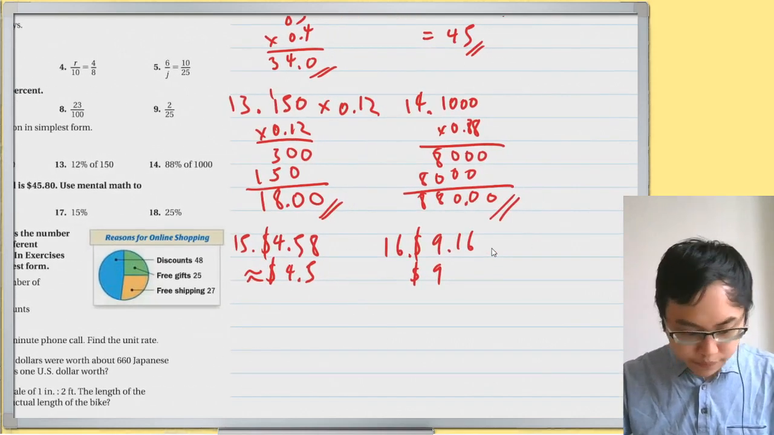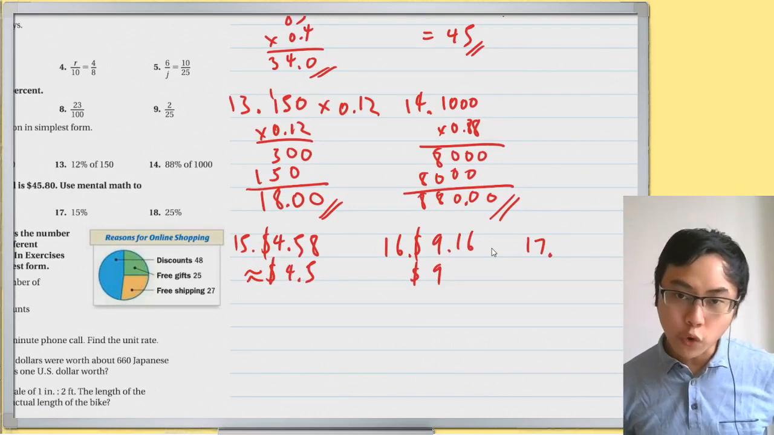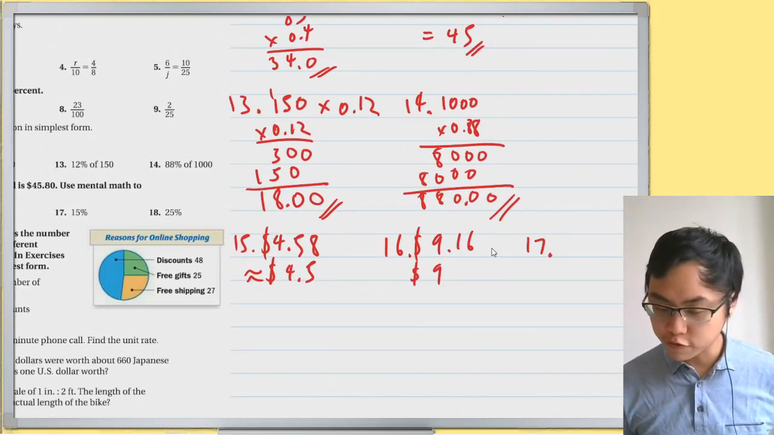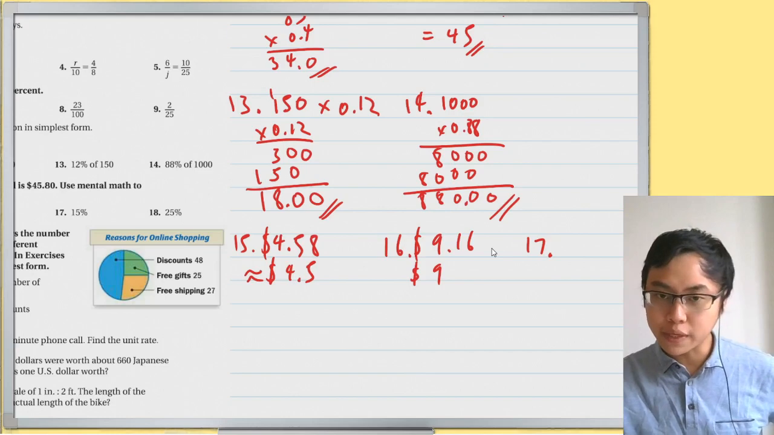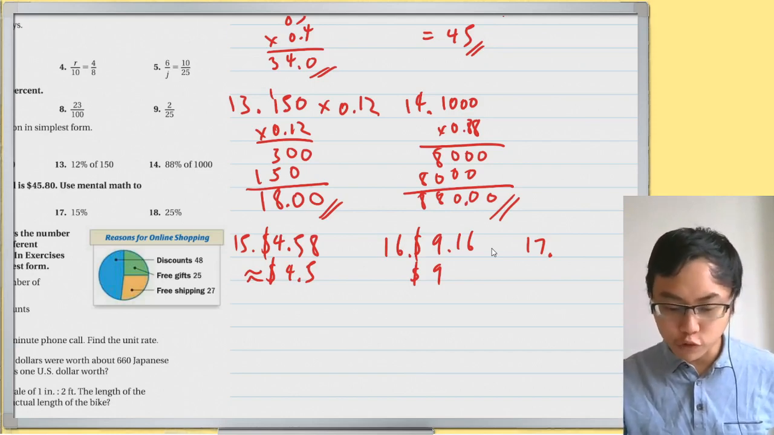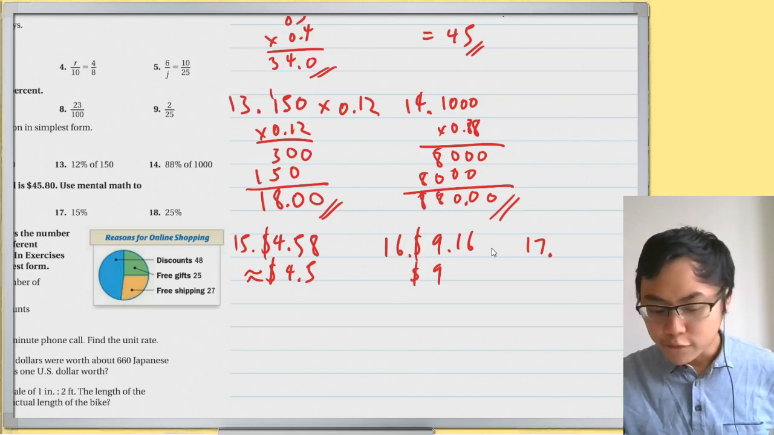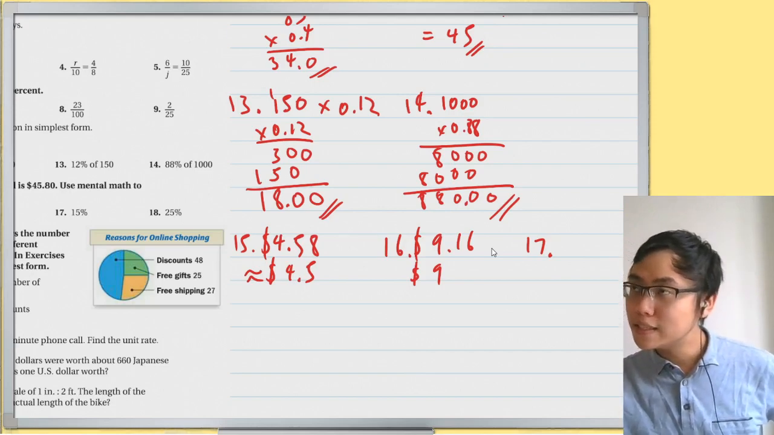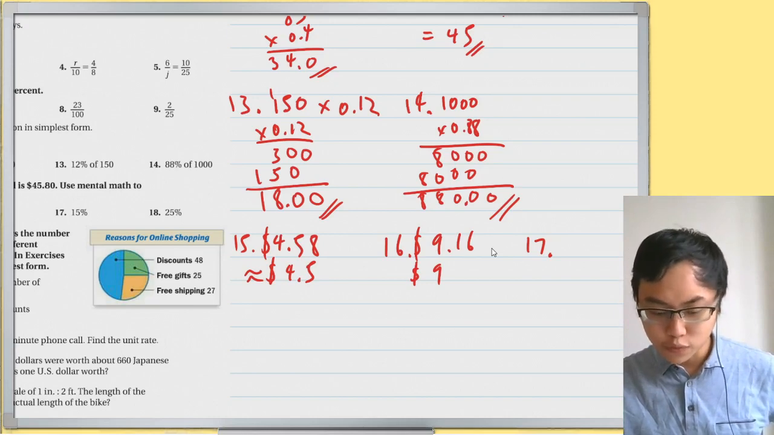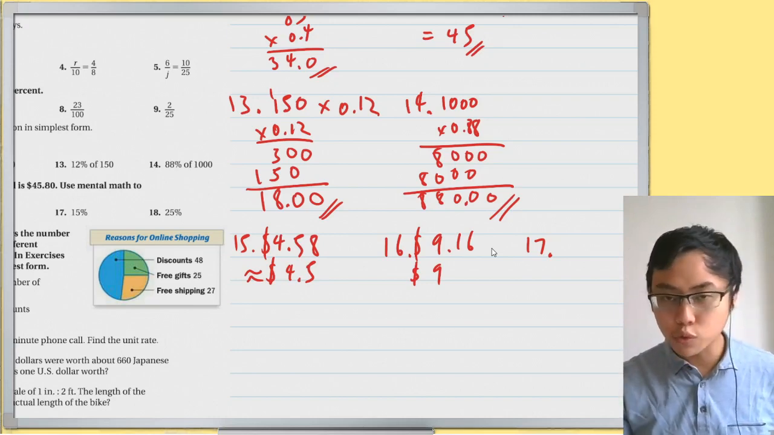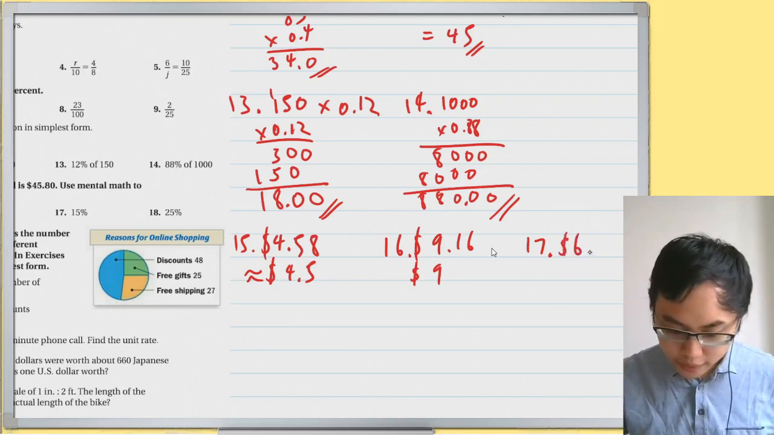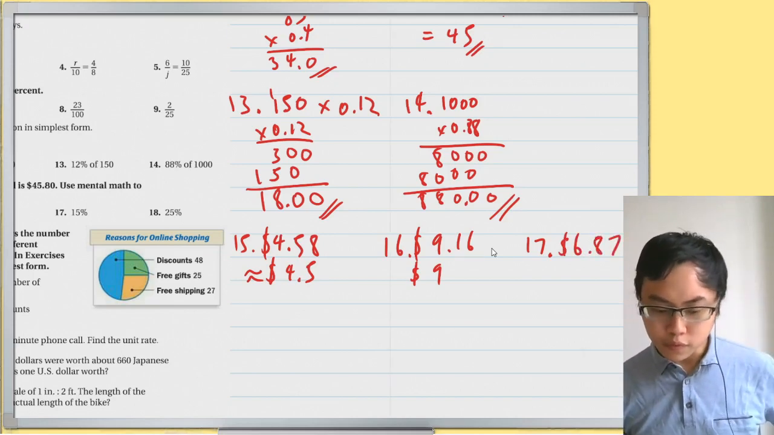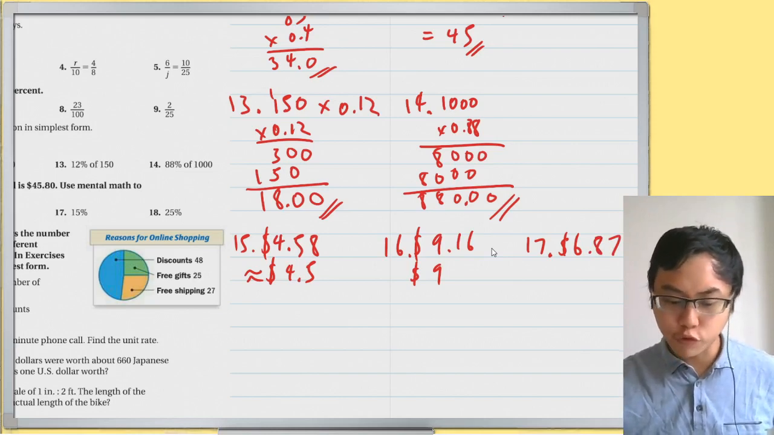Question 17. Now, we want to work out 15%. Now, we worked out 10%. That was $4.58. What is 5% of that? So 5% will be half of $4.58. So half of $4.58 will be $2.29, right? So that's going to be $2.29 plus $4.58. That's going to be $6.87.